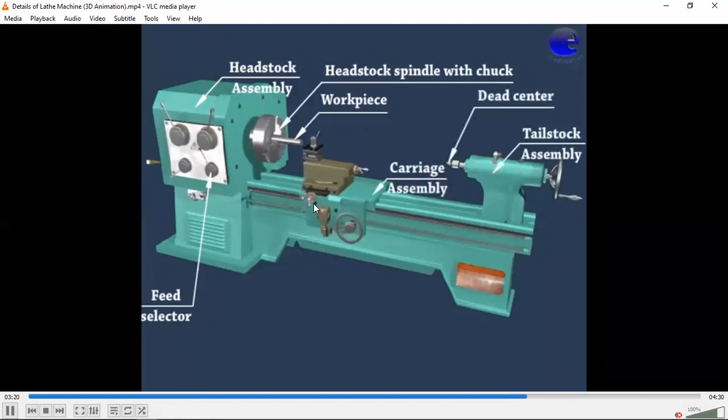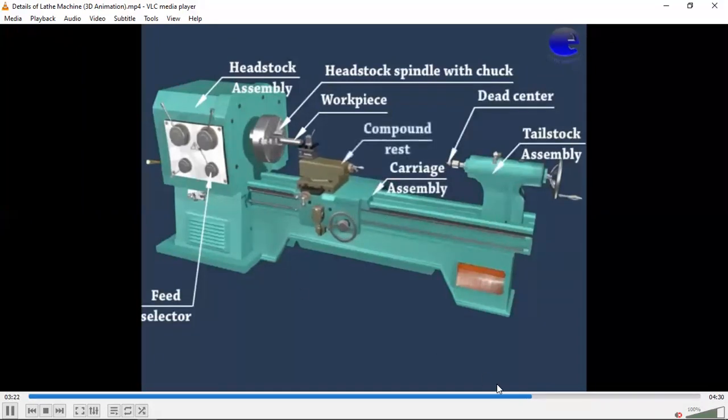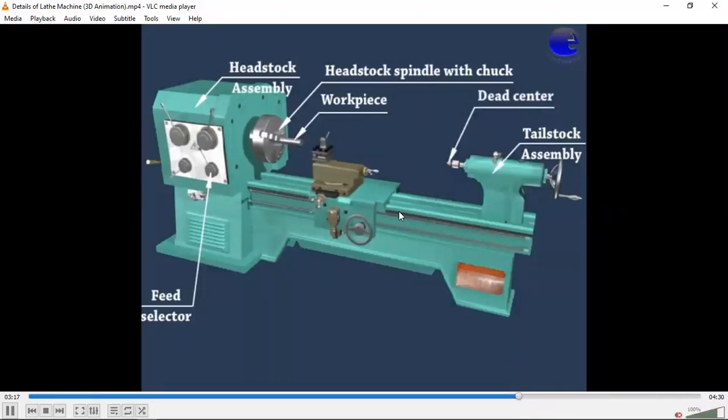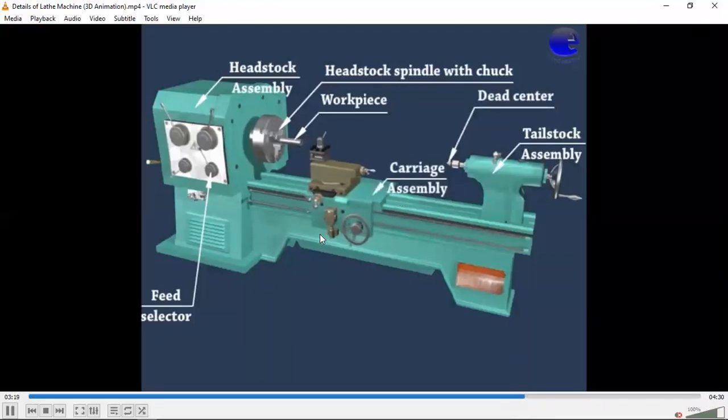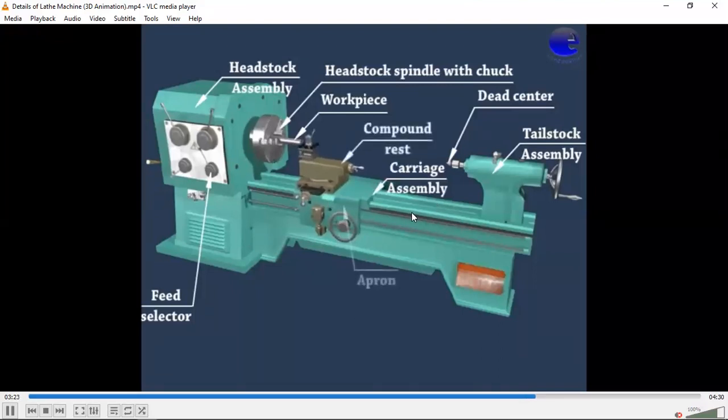And this is how the carriage is moved. On the guideways, see here, these are the guideways on which it is going. See the carriage movement. It is moved along these two guideways. Similarly, the tailstock is also moved along the guideways.